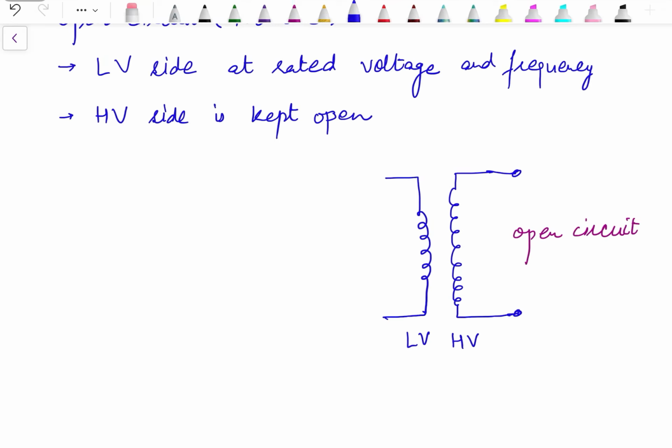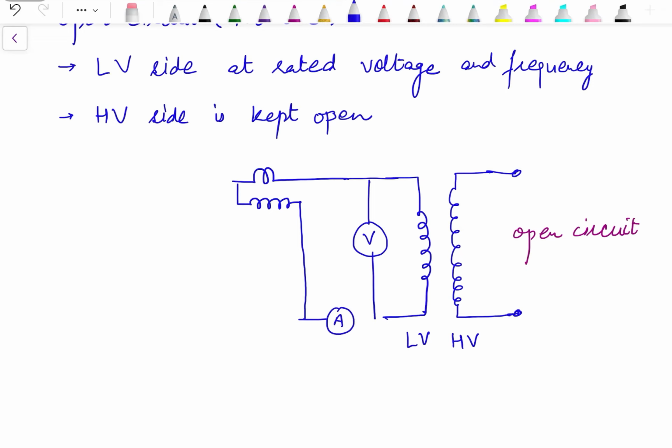On primary side we need to measure the voltage, so voltmeter is connected in shunt or across the two terminals of the primary winding. Ammeter is connected in series, and we need a wattmeter to measure the power whose current coil is connected in series and potential coil is connected in parallel. So this is how the circuit looks like.